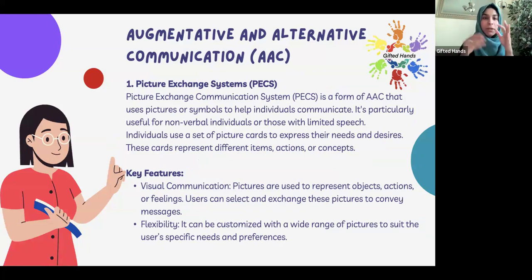But of course, remember, when you're using the PEC system, the pictures have to be easy to understand for the child. It should not be a complicated picture. It should be something that's easy for the child to understand. Otherwise, it will be of no use teaching the PEC system to the child. So moving on to the next slide.